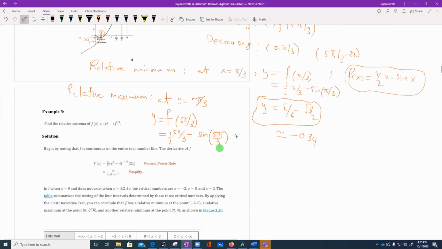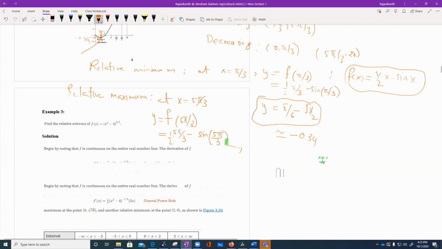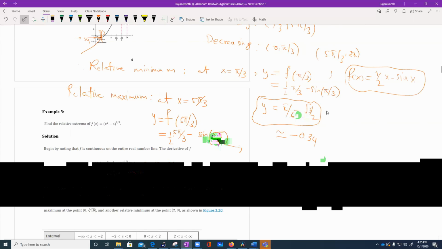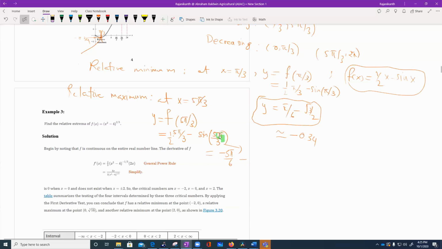Let's say, who can tell what sine 5 pi over 3 is without a calculator? I need the exact value, without a calculator. It's negative square root of 3 over 2. Why is it negative? Because it's in the fourth quadrant. Very good. This is in the fourth quadrant.